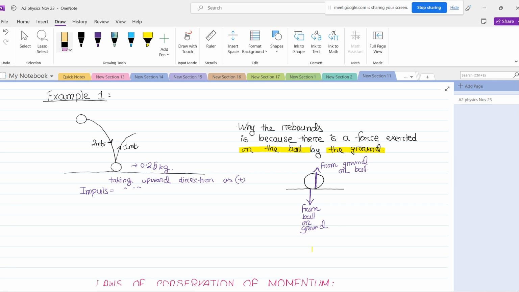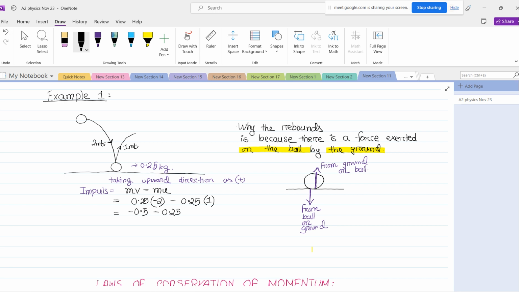Let me first write the equation here. It will be mv minus mu, right? The normal equation. Now m was 0.25, v was -2, as the downward direction is represented as negative, and then subtracted with 0.25 multiplied with 1. If you calculate it, you get 0.25 into 2, which is basically minus half, and the other one would be minus 0.25.